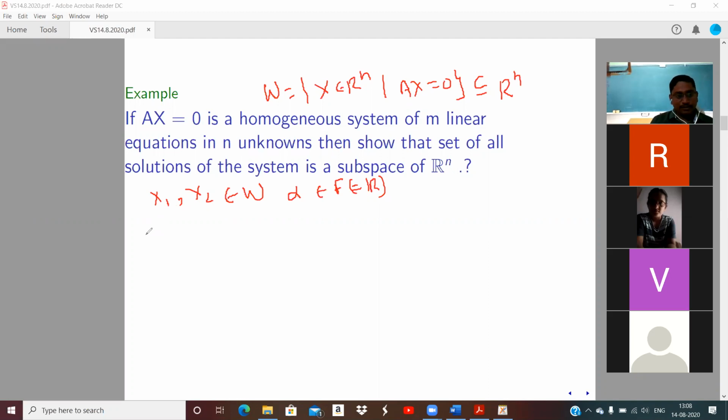The second condition you check after non-empty is that addition is closed. So your target is that x1 plus x2 must be in W, that is, x1 plus x2 is in W if it is a solution.